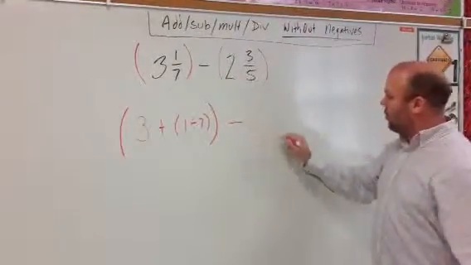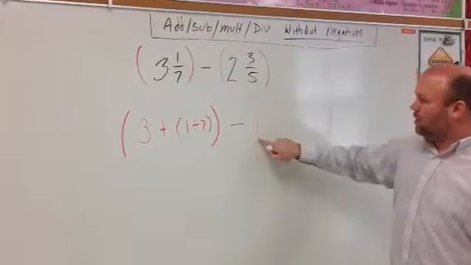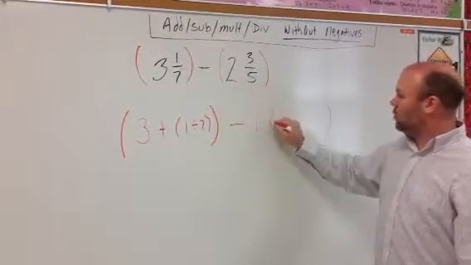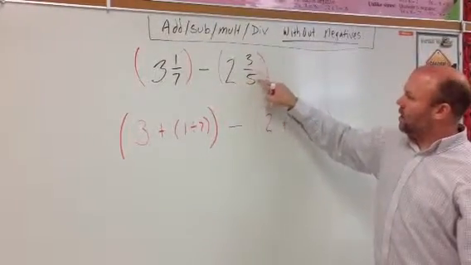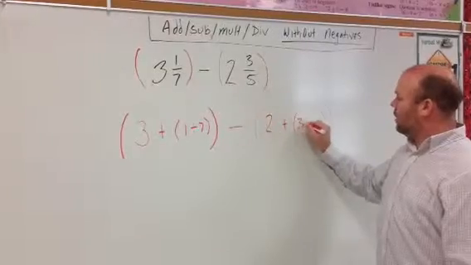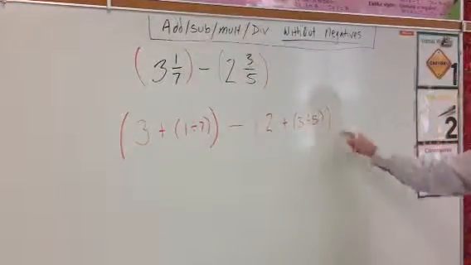We're going to have a big set of parentheses. So in our calculator we're hitting parenthesis 2 plus 3 divided by 5, just like that, and we'll push enter.